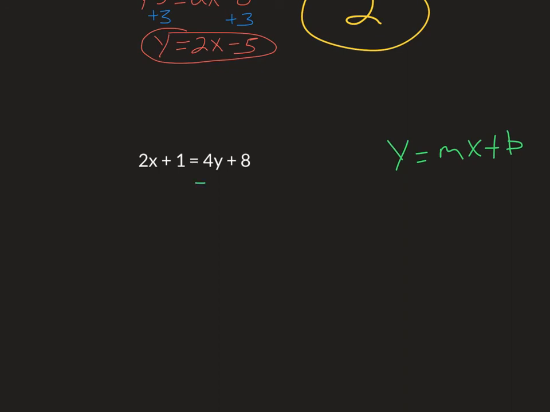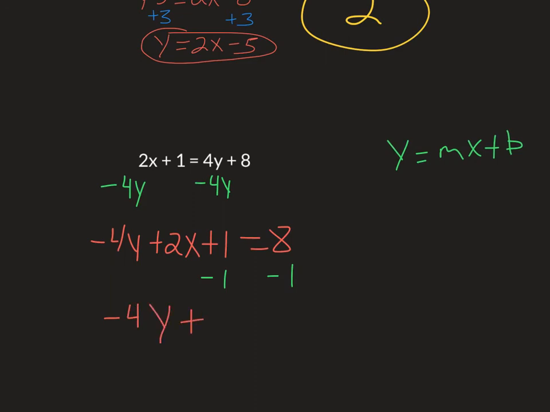So we're going to go minus 4y to both sides. And when we do that, what we're going to have is negative 4y plus 2x plus 1 is equal to 8. Now, what we need to do is slowly move everything to the other side other than the y. So, to do this, we're going to have to subtract the 1 from both sides. And we are going to get negative 4y plus 2x is equal to 7.